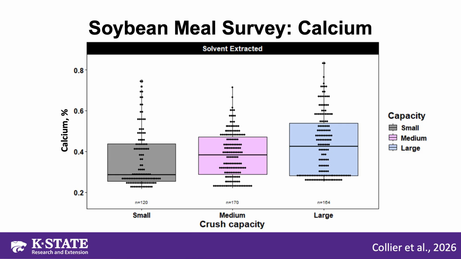And so this could vary for multiple reasons. Potentially, if they're more efficient with their oil extraction and they're meeting their crude protein percent, they could potentially have the ability to be adding back more of this limestone into the soybean meal while still meeting all of their other criteria.